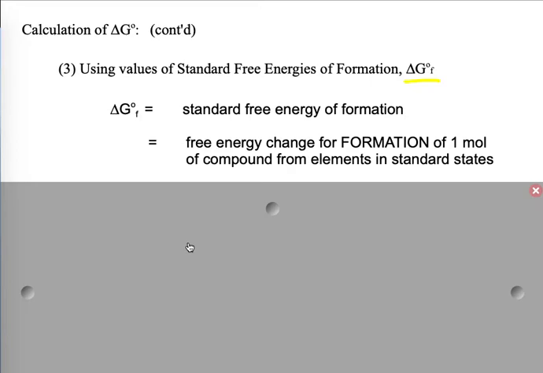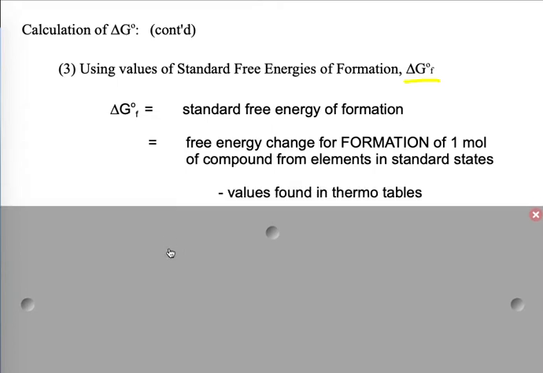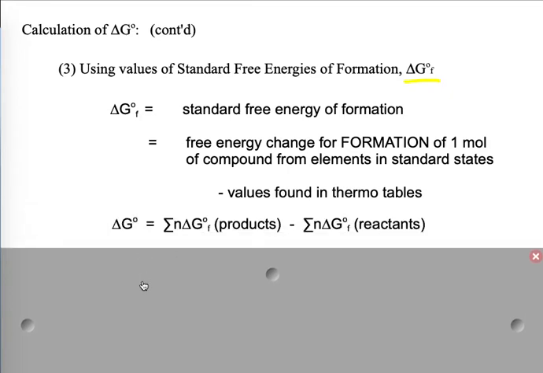The difference is that these are free energy changes, not enthalpy changes. The values of the standard free energies of formation of various compounds are found in column 2 of the thermodynamic tables. And just as we saw with delta H, we can calculate the standard free energy change of a reaction by taking the sum of the standard free energies of formation of the products multiplied by their stoichiometric coefficients and subtracting the sum of the standard free energies of formation of the reactants multiplied by their stoichiometric coefficients.